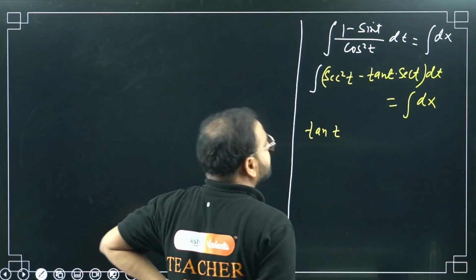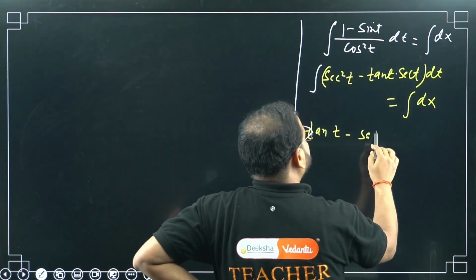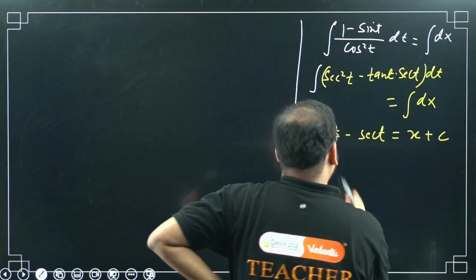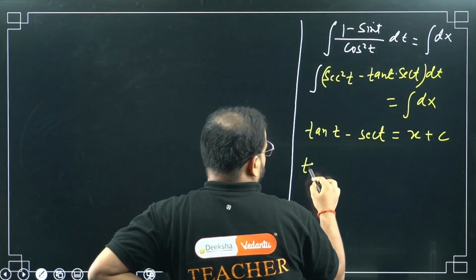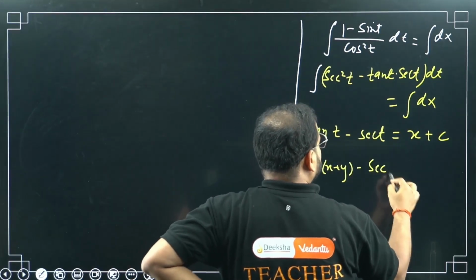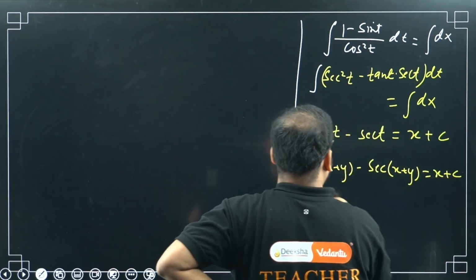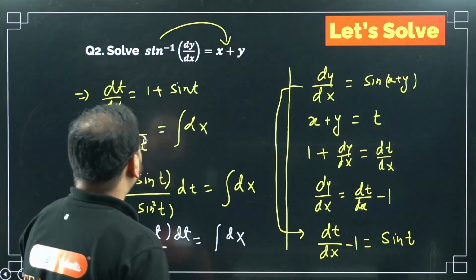Integration of tan t sec t is what? Minus sec t equals to what? X plus c. Put back the value of t. What was it? X plus y. So tan of x plus y minus secant of x plus y equals x plus c. This is my answer. I thought I'd need more space, but I did not.